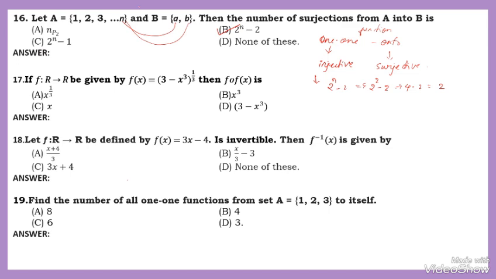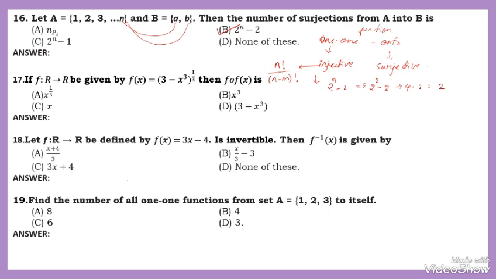Here they have given the equations. Similarly, for the one-one condition, or injective function, the number of relations is n factorial divided by n minus m factorial. And the formula for finding the number of surjections from A to B is 2 to the power n minus 2. Again for injective, it is n factorial divided by n minus m factorial.